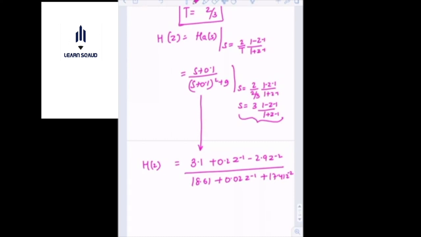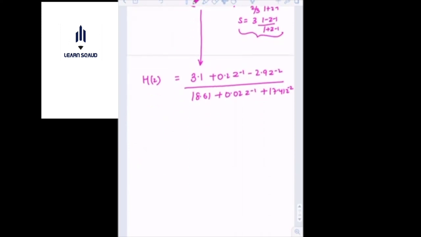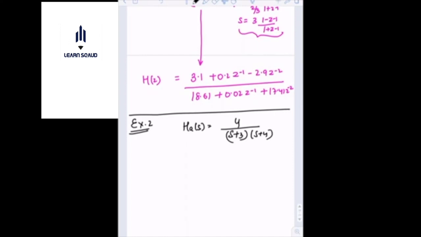So similar examples are given. So there is one more example. Let me solve this. Example number 2. So here H(S) is given to us, that is 4 upon (S plus 3) into (S plus 4). Capital T is given to us as 0.5. We have to find H(z). So very simple question.